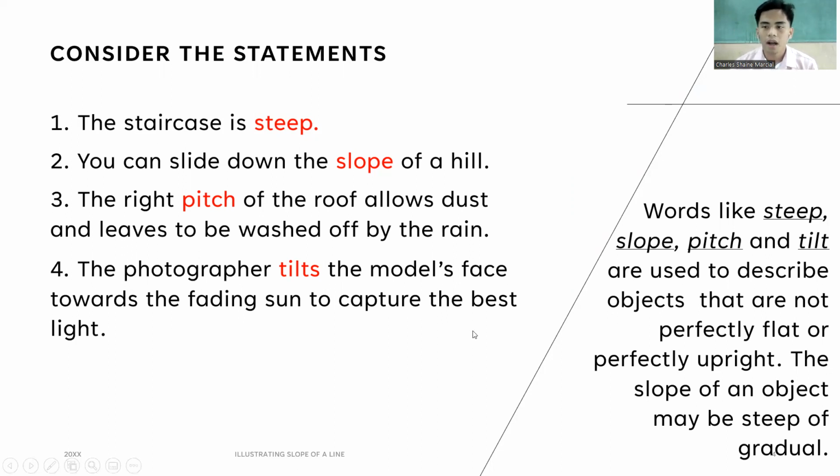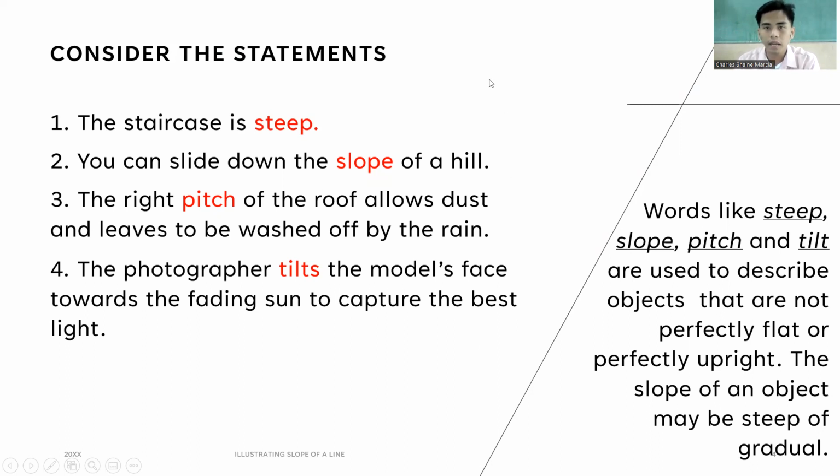Okay, now itong words na nakikita nating naka-highlight sa red font, we have steep, slope, pitch, and tilt. Yan yung mga ginagamit nating words to describe the objects that are not perfectly flat. Okay? Or perfectly upright. Pag sinabi nating perfectly flat, ibig sabihin pag ganito siya, pahiga. Or vertical or horizontal. Okay? So, ibig sabihin niya nga, sabi ko nga kanina, a slope is nearly into the perpendicularity.